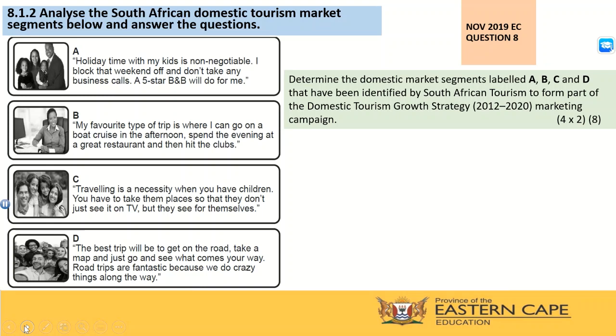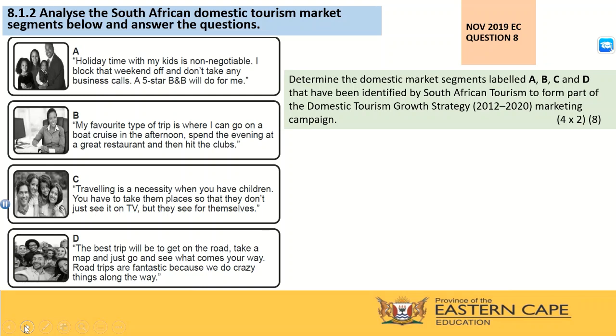The domestic tourism market segment labeled C, the statement where traveling is a necessity when you have children. You have to take them places so they don't just see it on the TV, but for themselves. So those are people that are very, very interested in spending time traveling. And again, take a look at the image that you have on the screen.